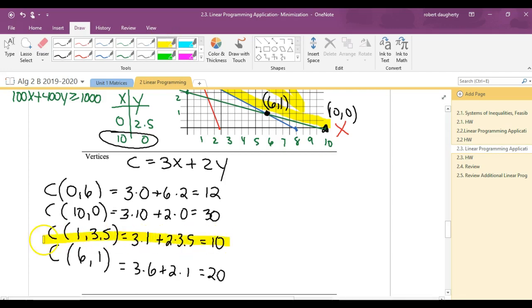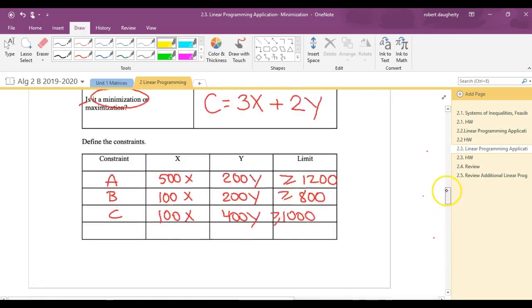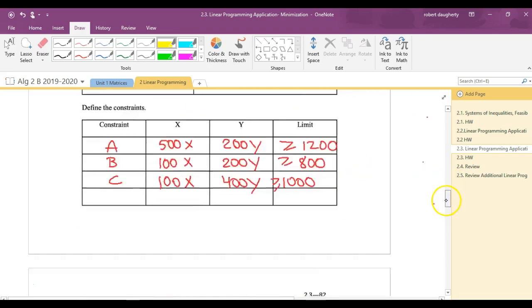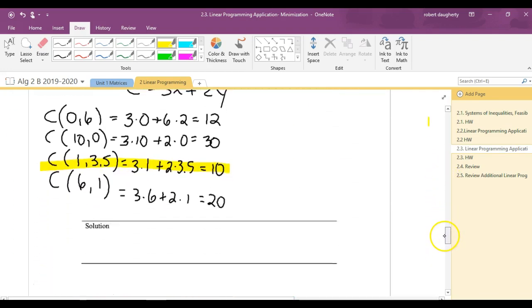Now, do you just leave those numbers and hope you got it right? No, you've got to answer this. What was the original question? Let's just always go back at this point. How many ounces of each powder should be consumed each day to minimize the cost and still meet the minimum daily requirements? Now here they did not ask me the minimum cost, but they could have, and probably on the test it will. So I would just go ahead and be prepared to say that.